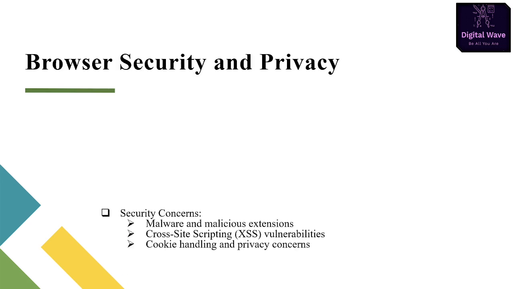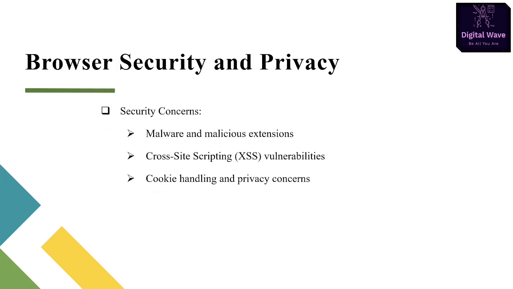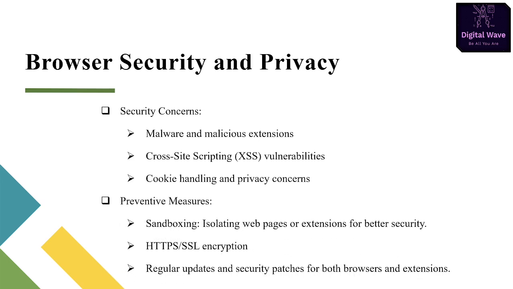Browser security and privacy. There are some security concerns whenever you are using any browser. These security concerns are like malware, malicious extensions, cross-site scripting vulnerabilities, cookie handling, and privacy concerns. And these are the preventive measures to face the security concerns, like sandboxing, which is isolating web pages or extensions for better security, HTTPS and SSL encryption, and regular updates and security patches for both the browser and extensions.